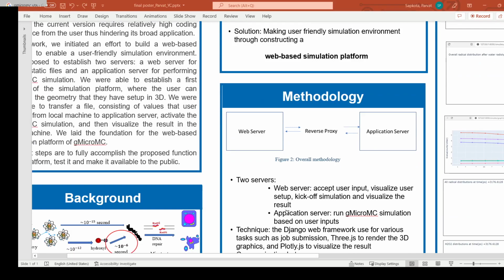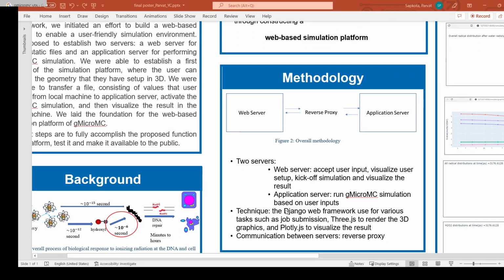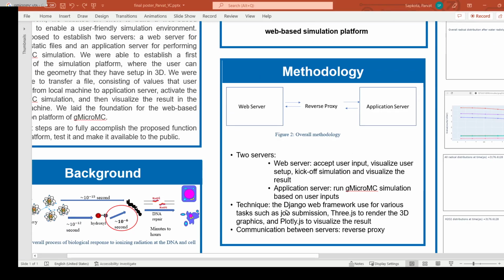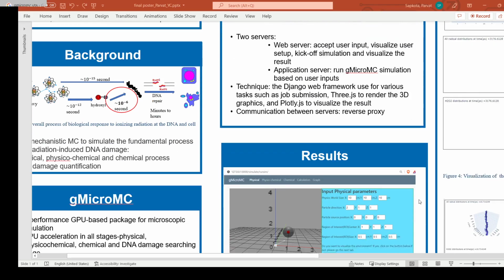Our methodology consists of developing two types of server, a web server and an application server. In the web server, we plan to accept user input, visualize the user setup, kick off the simulation, and then visualize the result. In the application server, however, we only run the G-microMC simulation based on user input. For this, we plan to use the Django, Three.js, and Part.js frameworks, and the communication between the two servers will be established via reverse proxy.